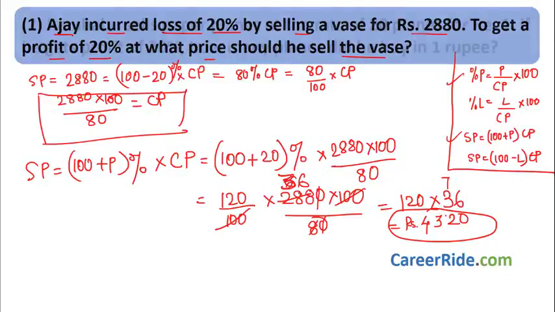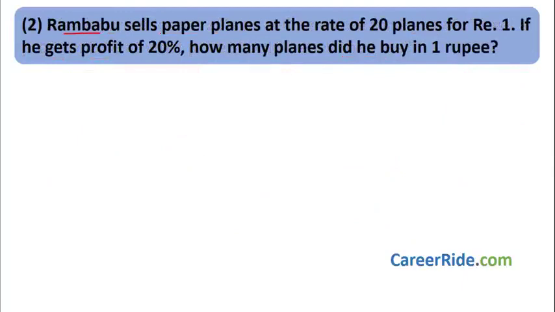Going to question number 2. Ram Babu sells paper planes at the rate of 20 planes for rupee 1. If he gets profit of 20%, how many planes did he buy in 1 rupee?